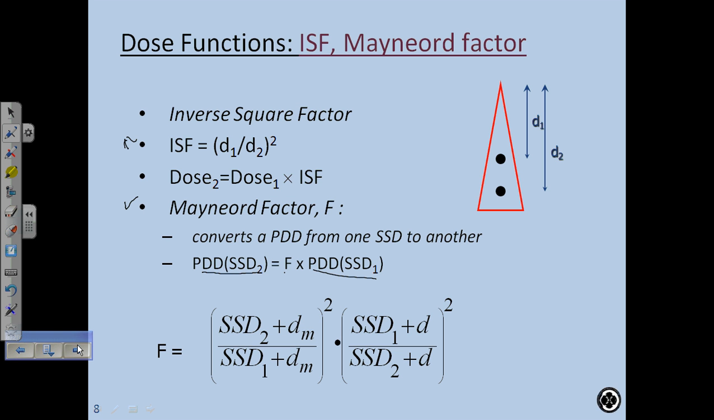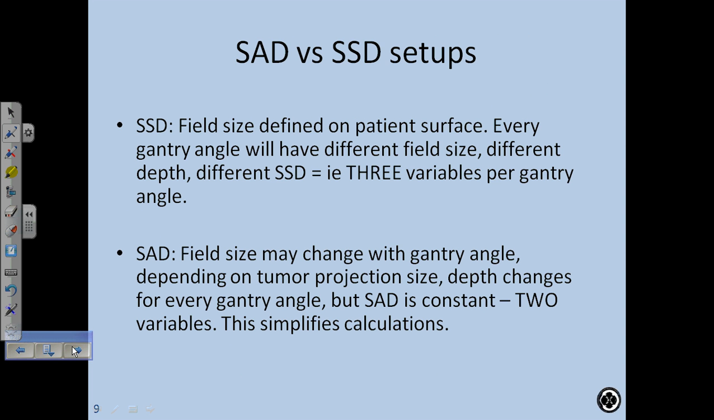Say SSD2 is 110. You put in 110 plus the Dmax of your beam. The SSD that you have, say, is 100. So you put in 100 here plus the Dmax of your beam. Again, 100 here, 110, and then these are the depths that you're treating at. And then both are to the power of 2. So that's the Mayneord factor. And there's a derivation of that in Khan. I think they derived that. It's a very simple derivation.